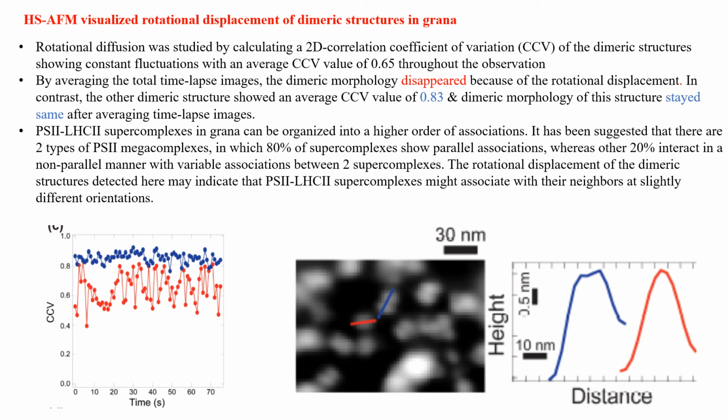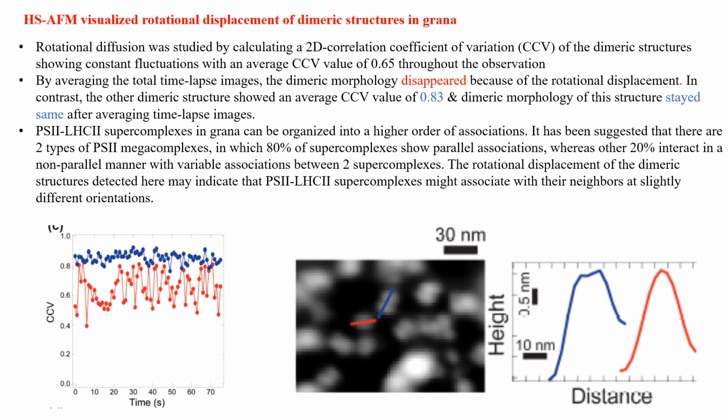So the PS2 LHC2 supercomplexes in grana can be organized into a higher order of association. It has been suggested that there are two types of PS2 megacomplexes, in which 80% of the supercomplexes show parallel association, whereas the other 20% interact in a non-parallel manner with variable association between the two supercomplexes, as you can see even in the graph that shows the height of the particles for both kinds of particles with variation in the degrees of rotation.